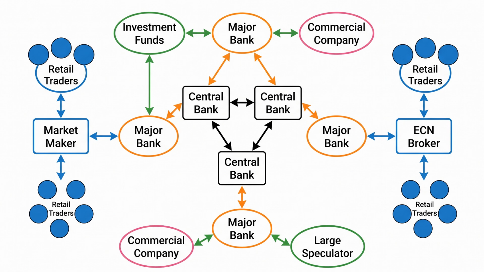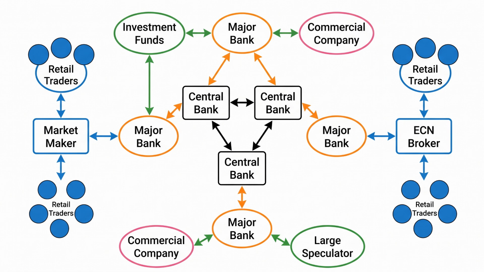ECN broker: an electronic communication network, ECN broker, acts as a direct bridge. Instead of taking the opposite side of the trade, they route the retail trader's order directly to the liquidity providers, the major banks, for execution.